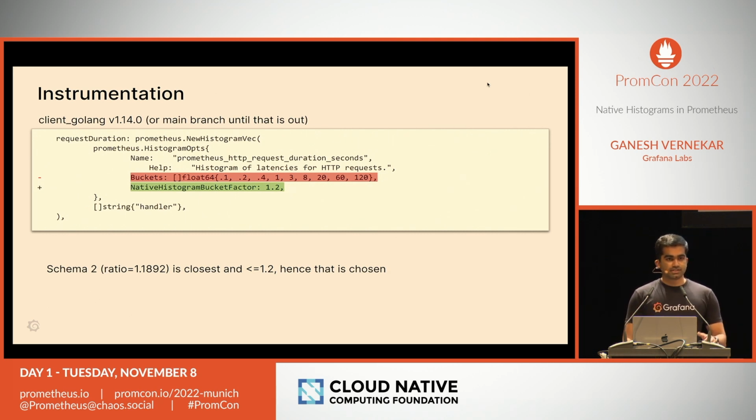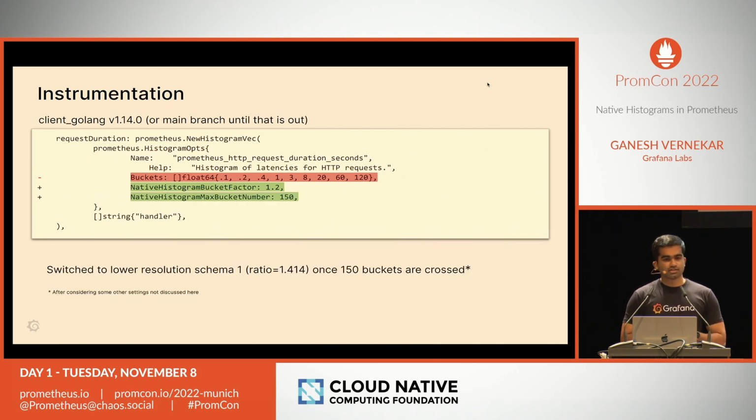But with just this, the number of buckets can grow indefinitely, and it can take up a lot of memory. So there is another protection here. You can define the maximum number of buckets you want to store. So what happens if it goes beyond 150 buckets? The client will just switch to a lower resolution. So let's say you cross 150 buckets with the ratio of 1.2, which shows schema 2, it just switches to schema 1, where the ratio is bigger, 1.414, and hence you get a lower resolution, but you don't blow up the memory. It just goes to a lower resolution.